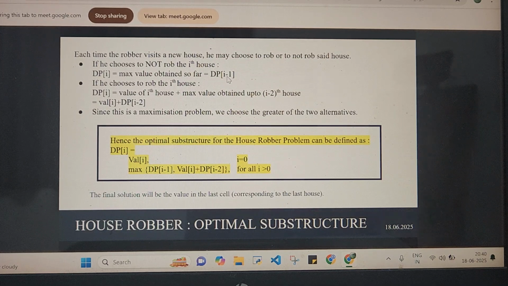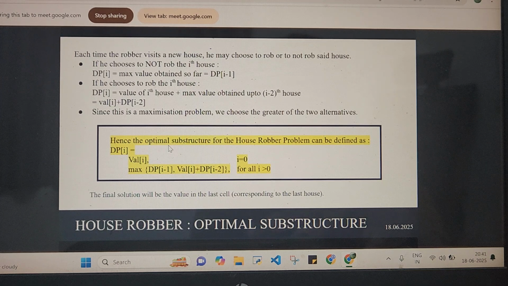If he chooses to rob the ith house, then he is getting value equal to that of the ith house plus maximum value up to the i minus 2th house, because if he is choosing to rob the ith house, it means he has not robbed from the i minus 1th house. He cannot rob because there is a non-adjacency constraint. So whatever maximum value you obtained up to the house number i minus 2, that plus the value of this ith house. So it will be val of i plus DP of i minus 2. So these are the two options you have at every house, and since this is a maximization problem, obviously for every house you choose the greater of these two.